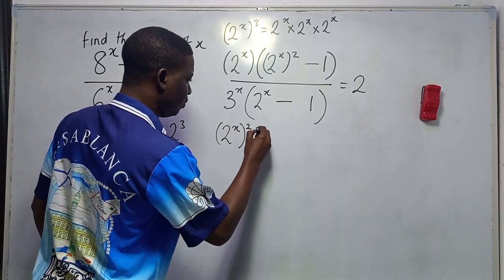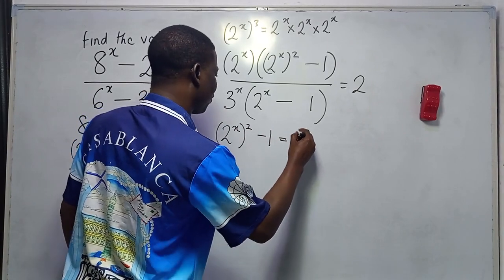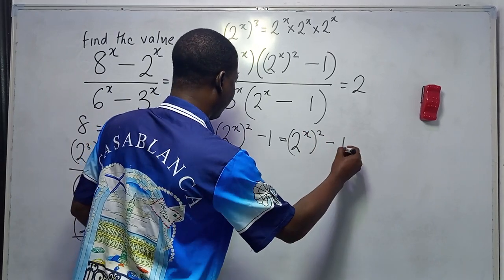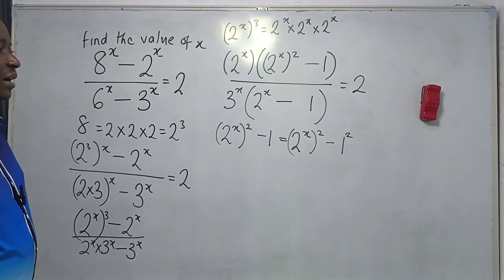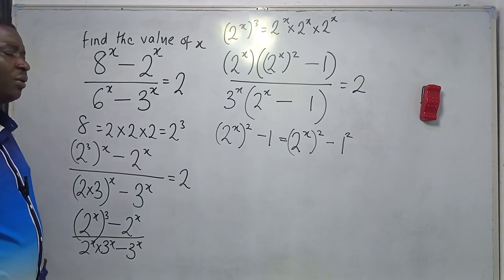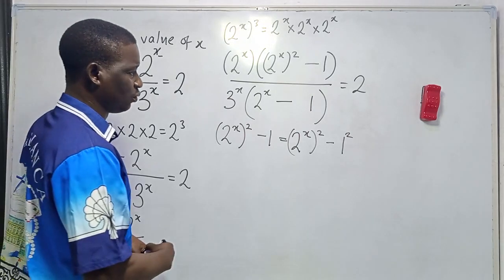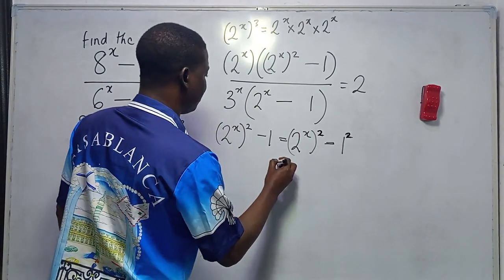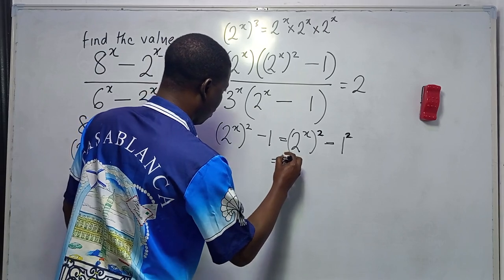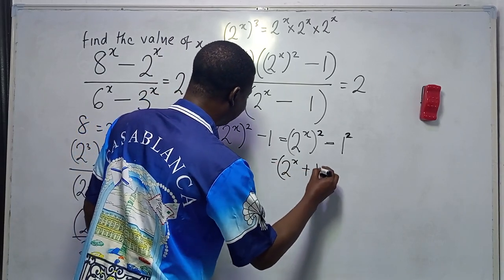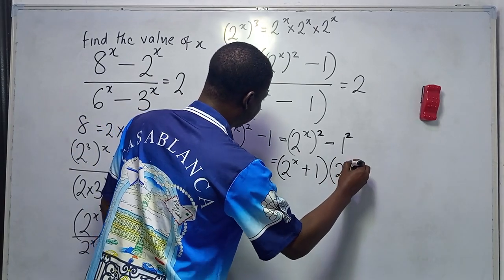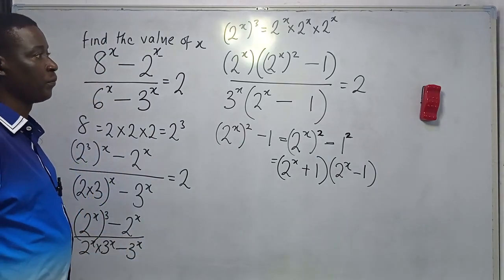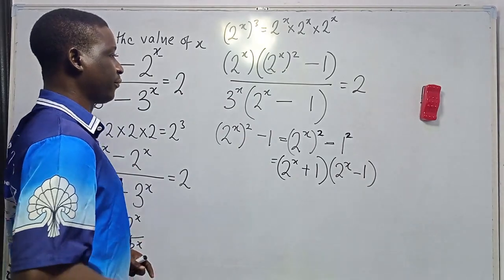Now, what we're going to do simply is this: (2 raised to power x) all to the power of 2 minus 1 is simply (2 raised to the power of x) all to the power of 2 minus 1 squared. I believe you notice that. Now, if you agree with me, that is the difference of 2 squares. So this one is simply (2 raised to the power of x plus 1) into bracket (2 raised to the power of x minus 1). Please go along with me. This is the difference of 2 squares, so I can break this one down to that format.